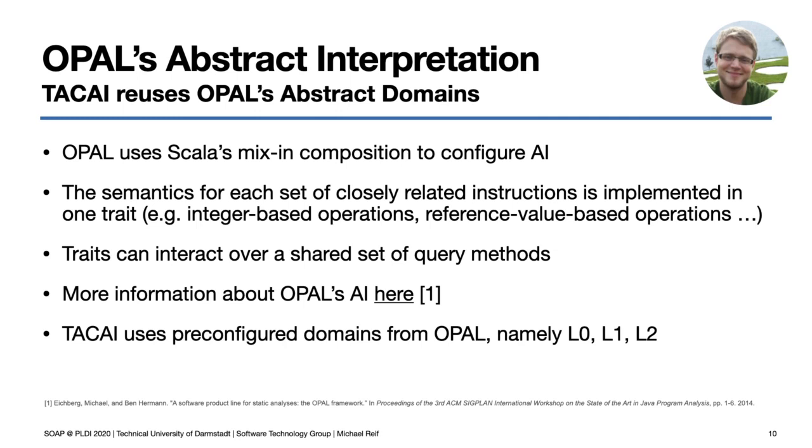But I don't want to go into too much detail here, so when you want to know how OPAL's AI works, you can follow the link or look into the Soot paper from 2014 and get more details there. All you have to know here is basically that TACAI uses pre-configured domains from OPAL, which are just named level 0, level 1, and level 2.